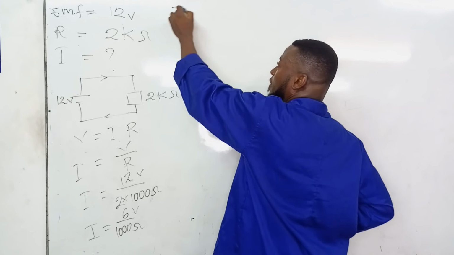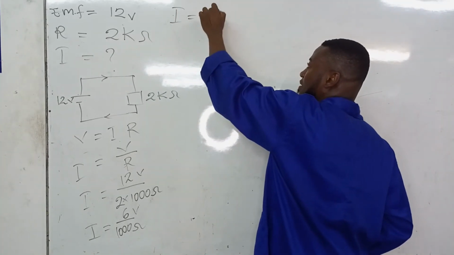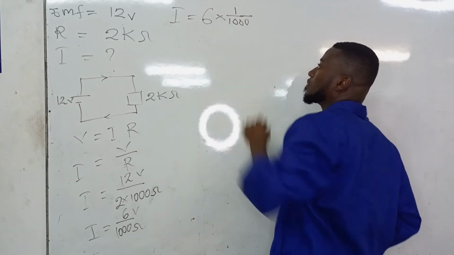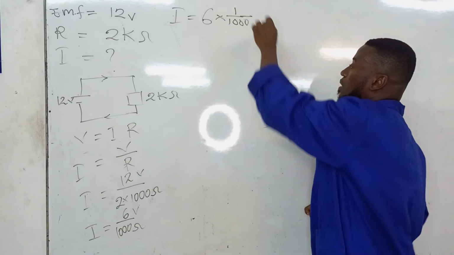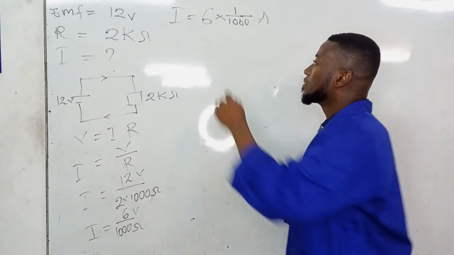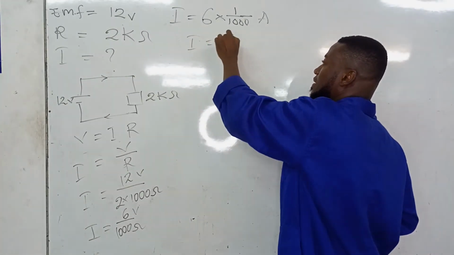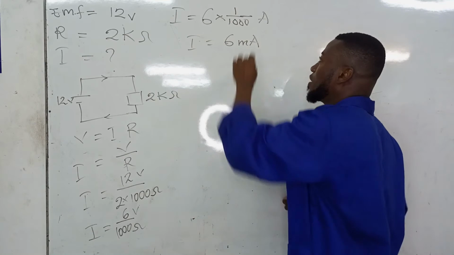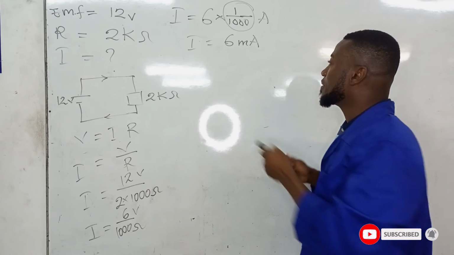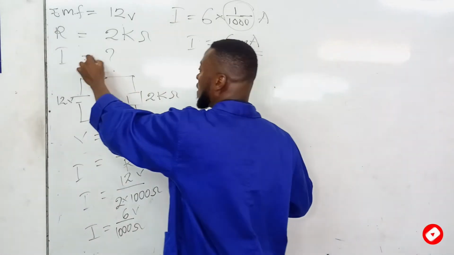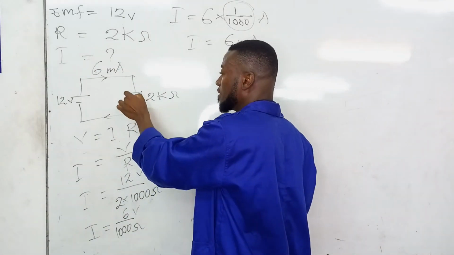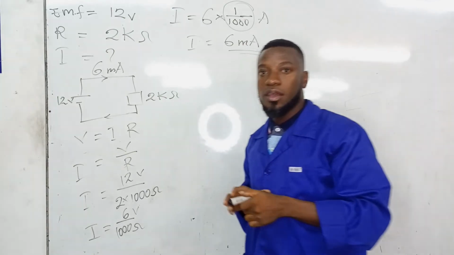So we can say current is equal to 6 times 1 over 1,000 amp. You know, current is measured in amps. So this will be equal to 6 milliamp, whereby 1 over 1,000 is a milli. So we have 6 milliamp. This is the current. So we say 6 milliamps of current is flowing through the circuit, and this is in the resistor as well.